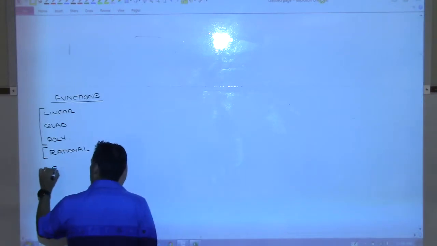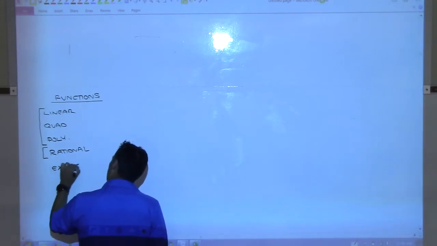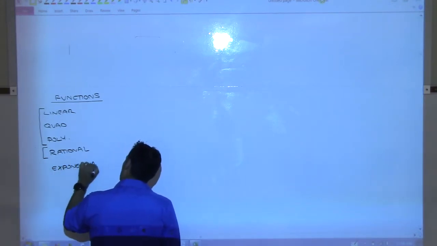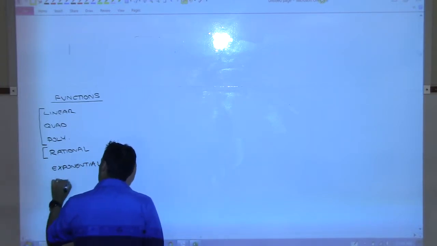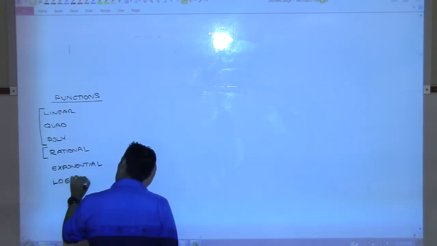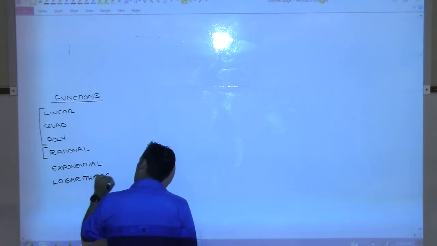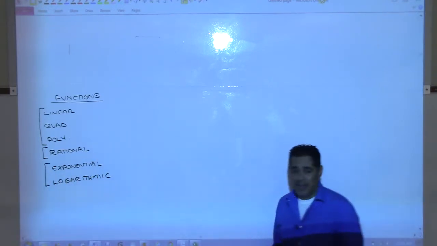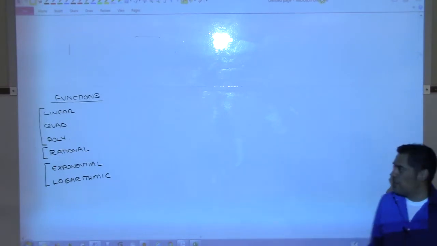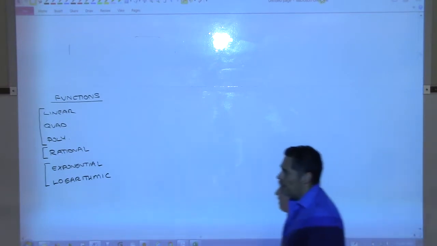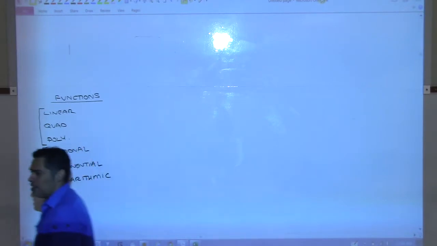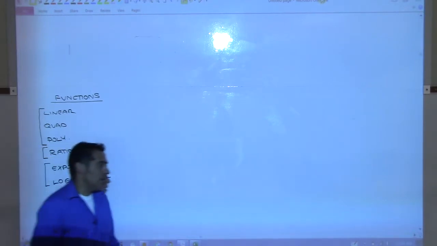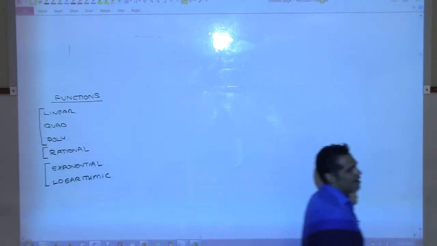We have exponential, and we have logarithmic. Those are the two other functions we're going to cover. We're going to try and cover these today. And there's some good news here, all right? Exponential functions and logarithmic functions, I believe, are the easiest, well, other than lines.